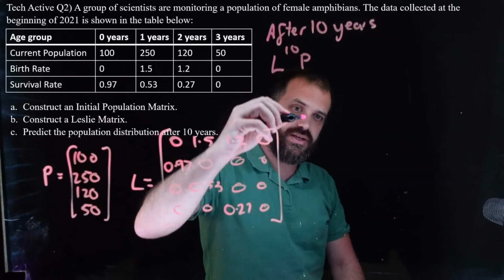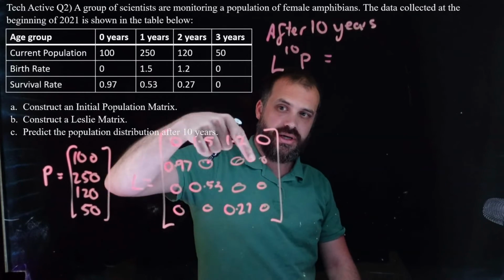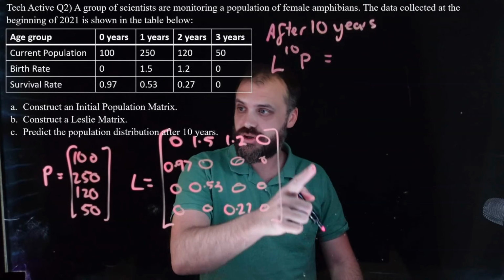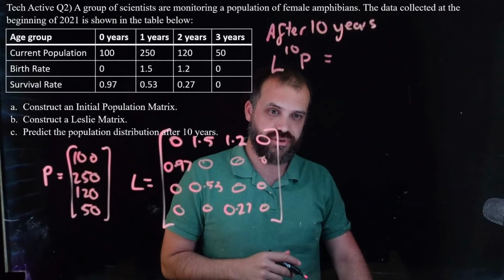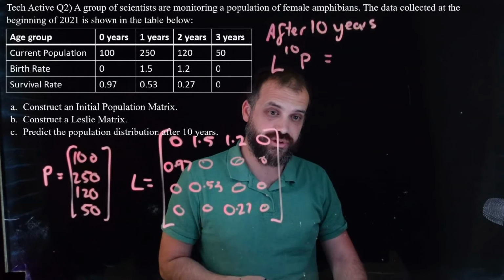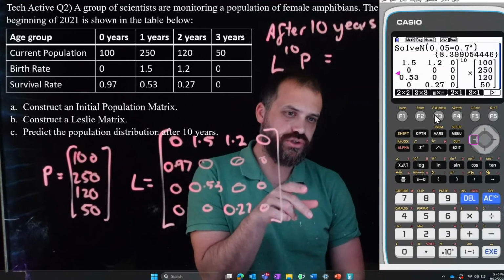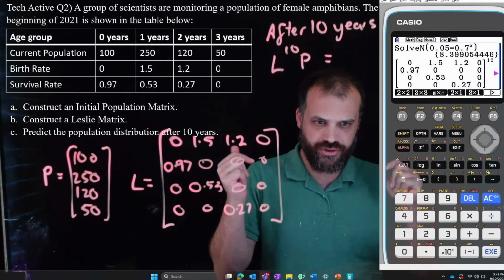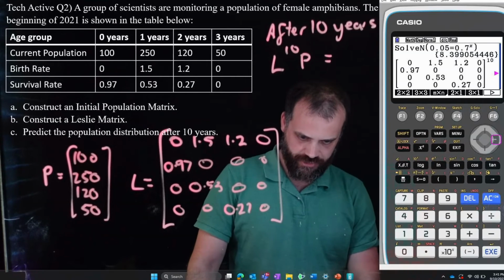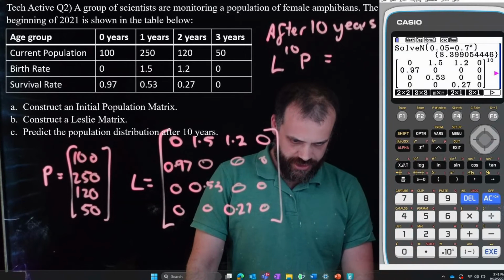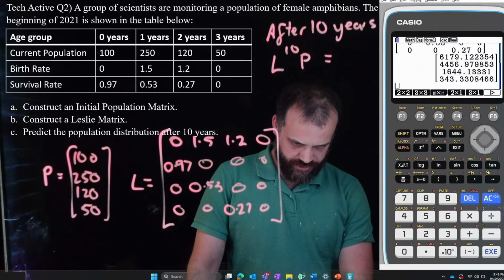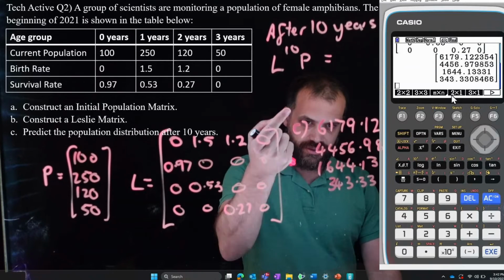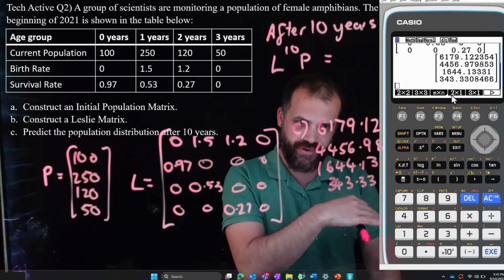So after 10 years, it's going to be equal to the Leslie matrix raised to the power of 10 times the population matrix, the initial population matrix. Calculator. All right, I've typed all this into my calculator off screen. I don't think you want to watch me do that. If you do, let me know in the comments and I'll start doing it from now on. All right, so if I press enter on that, I'll get this answer right here. Okay, I've written all of it down. Let's get rid of our calculator.